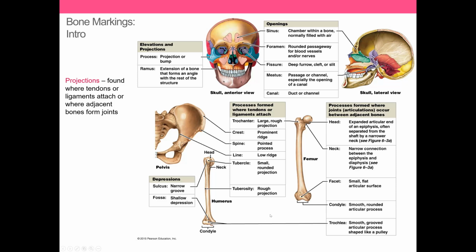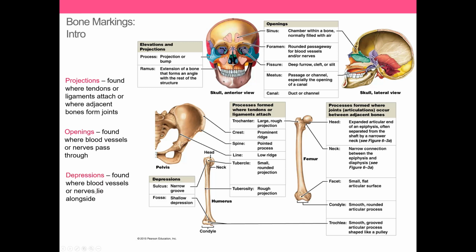So in general, projections are found on bones where tendons or ligaments attach, or where an adjacent bone forms a joint. For example, you might see parts of bones called processes or a ramus. Places where tendons or ligaments attach might be called a trochanter, a crest, a spine, a line, a tubercle, or a tuberosity. Places where one bone might form a joint with another bone might be called a head, neck, facet, condyle, or trochlea. And then openings are found where blood vessels or nerves pass through bones, and you're going to see openings called things like sinuses, a foramen, fissure, meatus, or canal.